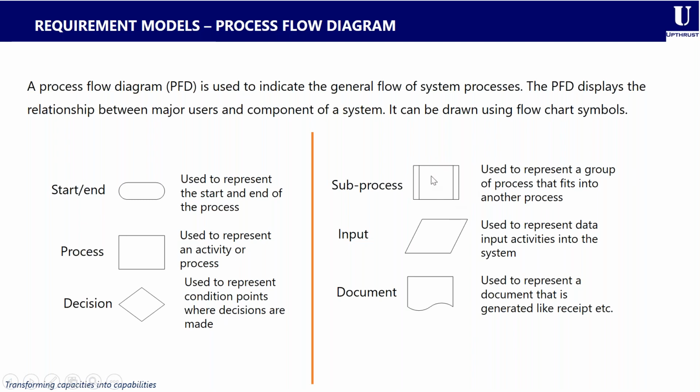rectangle with two internal vertical lines, and this is used to represent a group of processes that feeds into another process. We have the input that represents data input activities into the system. We have the document that is used to represent a document that is generated, like receipts.